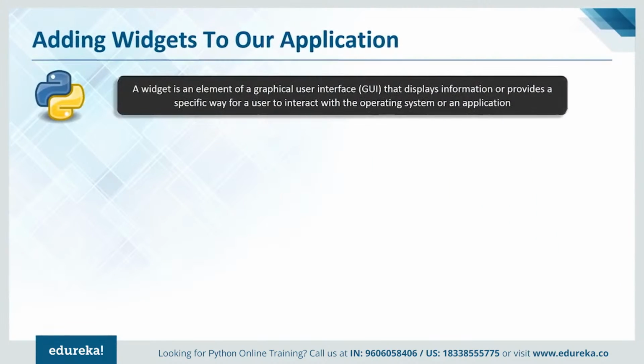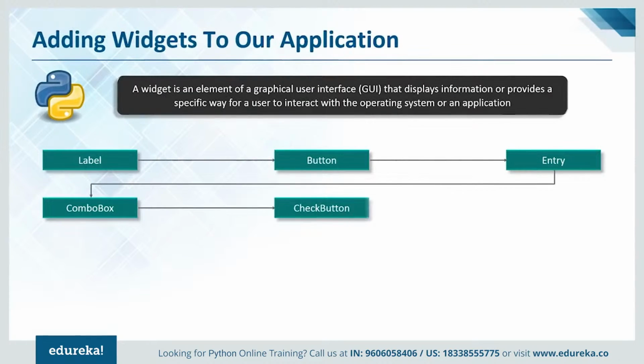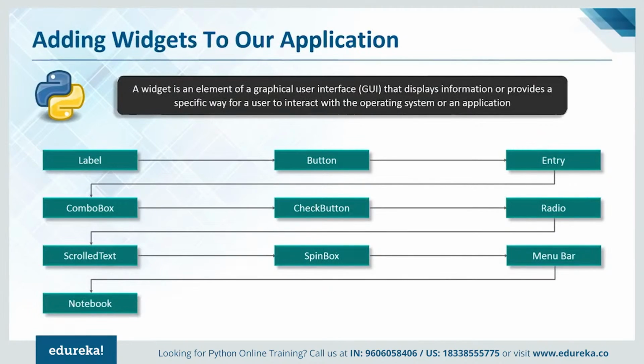So what are widgets, guys? Widgets are something like elements in HTML. You will find different types of widgets in Tkinter, like the different types of HTML elements. Well, let's see a brief introduction to all of these widgets in Tkinter, guys. So we have everything from label, button, entry, we have combo box, checkbox, radio, scroll text, spin box, menu bar, and notebook, right?